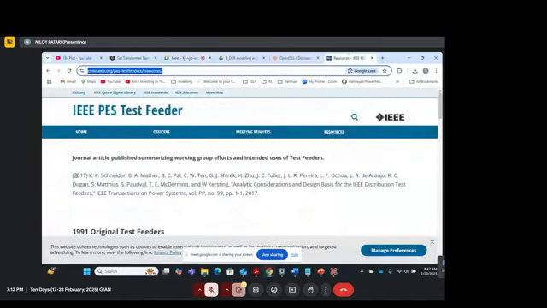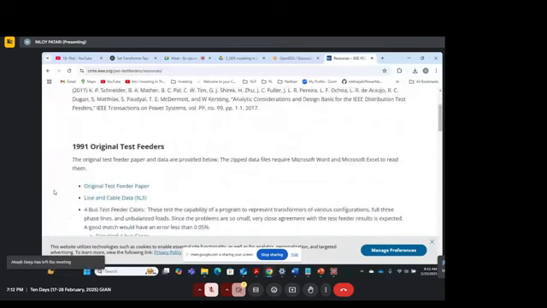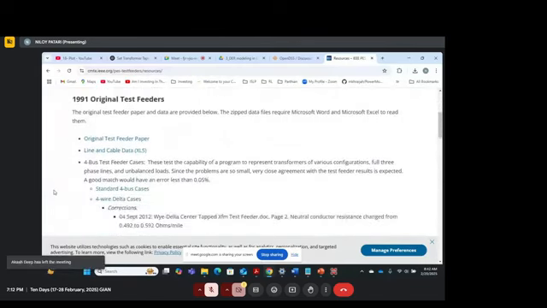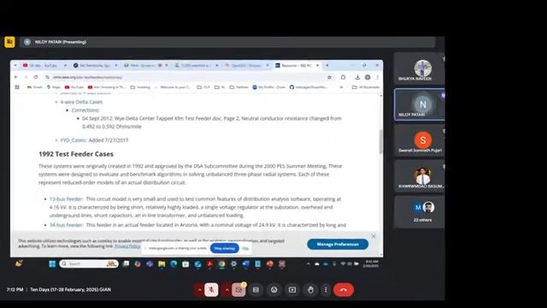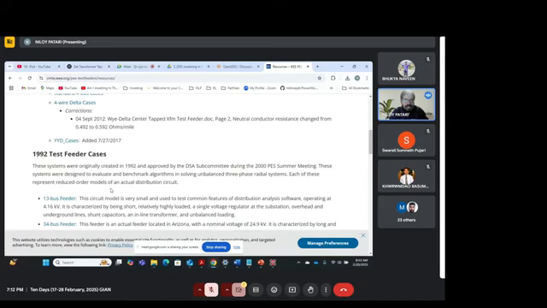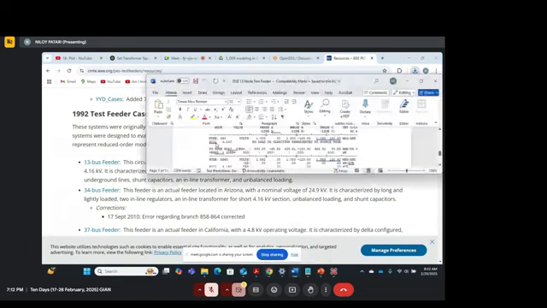If you go to this resources website, then you can see all these test feeders, right? 1991 original test feeders, 1992 test feeder cases. These were originally created in 1992. So you can find this 13 bus feeder, right? If you click on this 13 bus feeder, then you get a zip file which gets downloaded. Inside that zip file, you can find this particular file which is named the IEEE 13 node feeder.